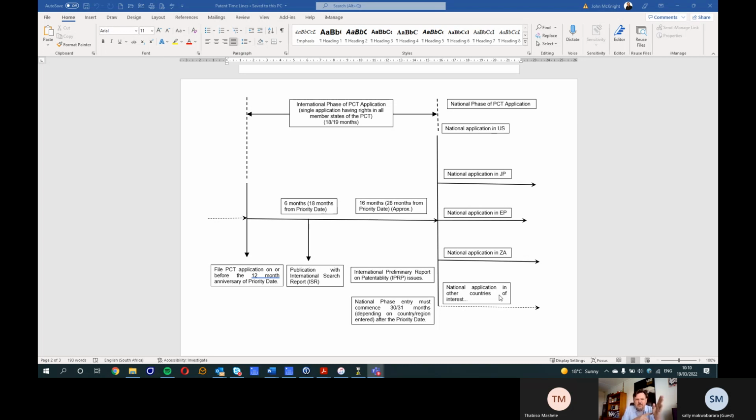And then the US examiners will look at the US application and they will write to you separately, and say it's either patentable or it's not. The Europeans will write to you separately and say it's either patentable or it's not. The Japanese will write to you. And then in South Africa, it's like having a complete application in South Africa, and it'll go through to grant.